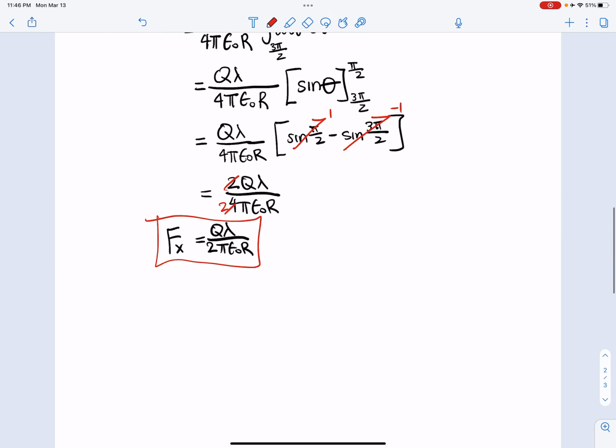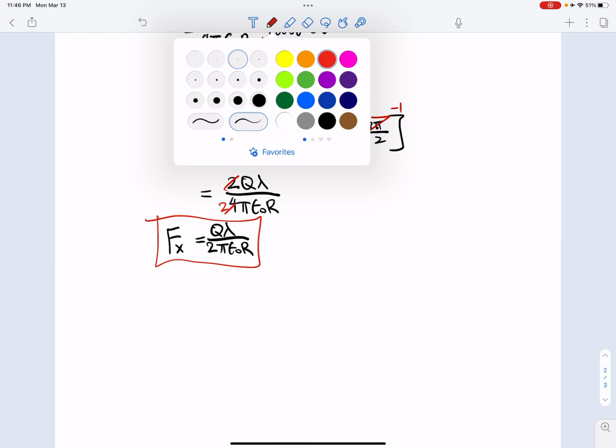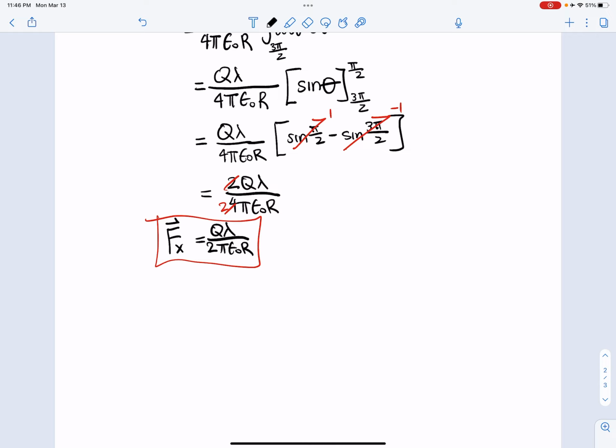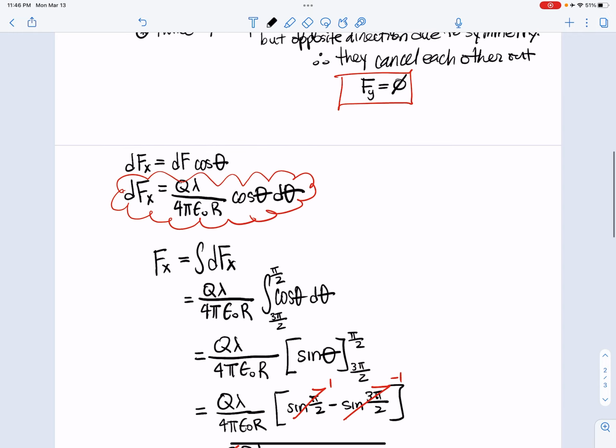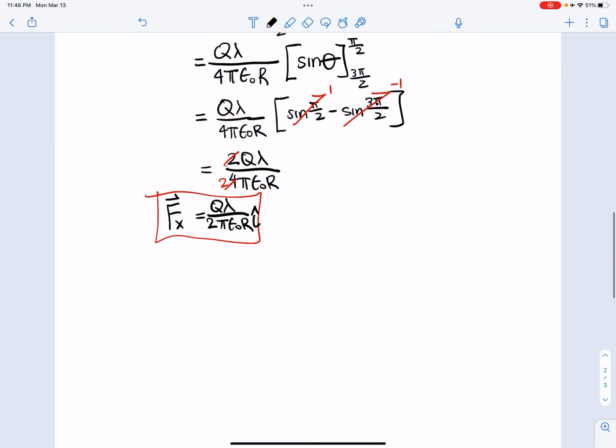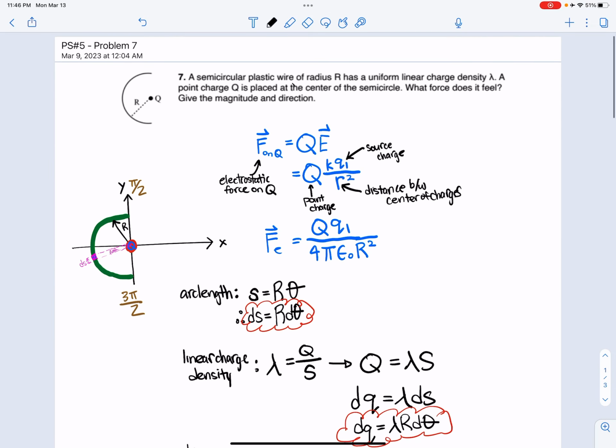Okay, and I guess to make this a vector, I'll just add a direction. So that's i hat, okay? And like we said, for y hat, that's 0 because they cancel each other out. So I think that's how you answer this problem.